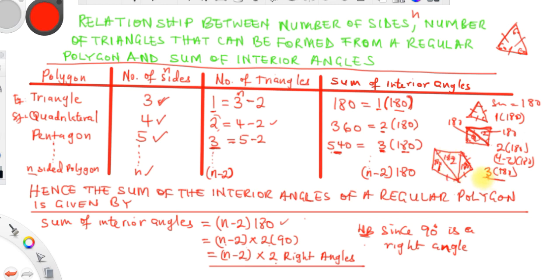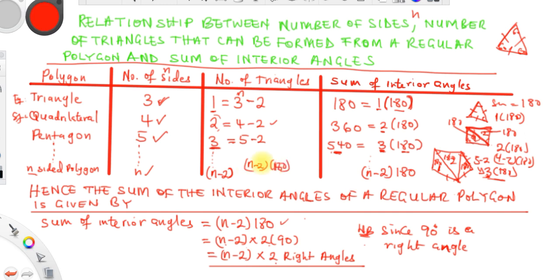So where is this 3 coming from? It's the same as the number of sides, which is 5. If I subtract 2 from it, then I'll get 3. So we are saying that in general, the sum of the interior angles of a regular polygon is given by the number of sides minus 2, times 180 degrees.